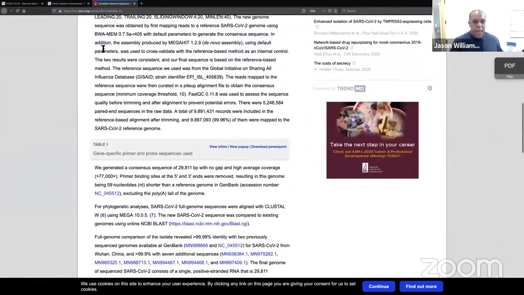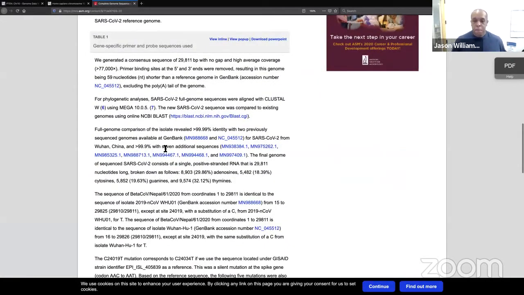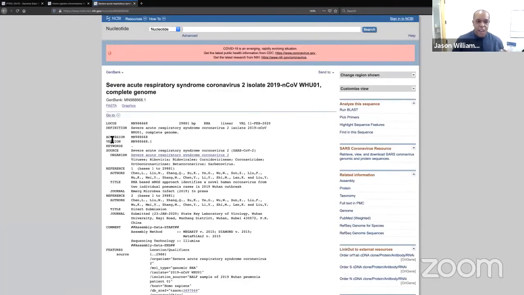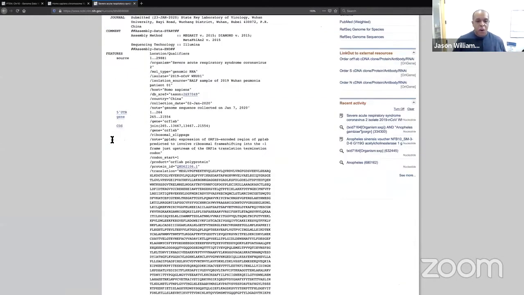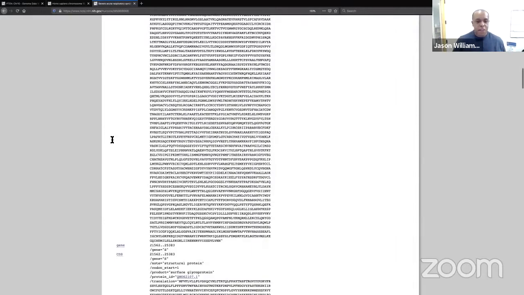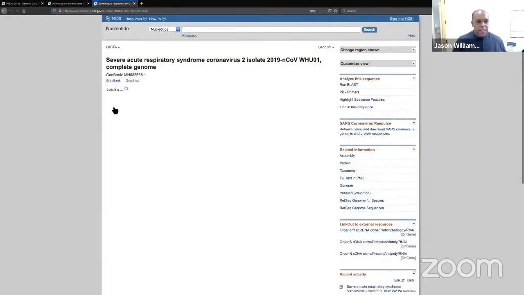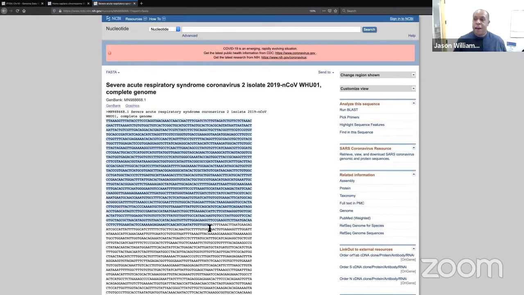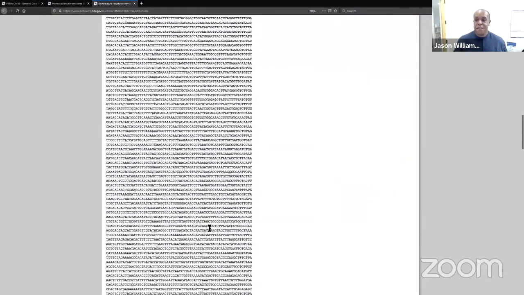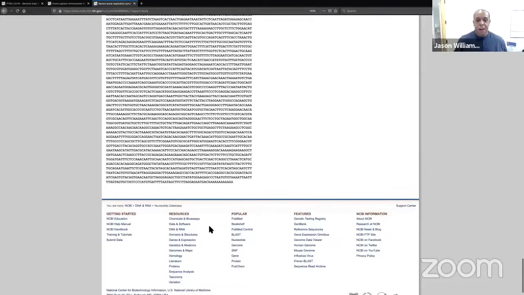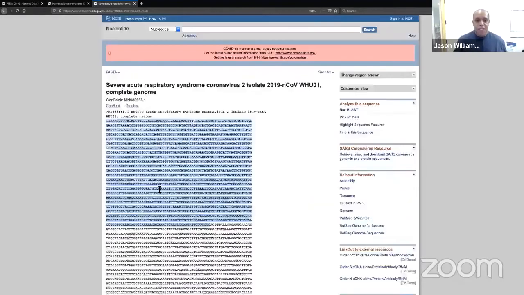So when I come to this page, this is one of the first papers that published the sequence of this. If I click on this link here, it actually takes me back to NCBI, but it takes me to the whole sequence. These are the proteins. If I go back and click on FASTA, it takes me to that nucleotide sequence of this coronavirus. And if you look, I'm not scrolling all that long. I'm at the bottom of it. It's just this one page of information that a lot of scientists are looking at right now.